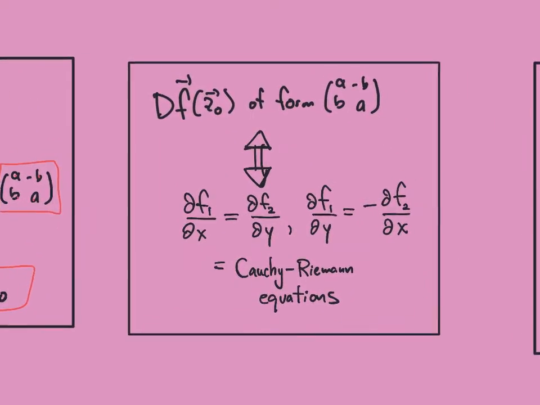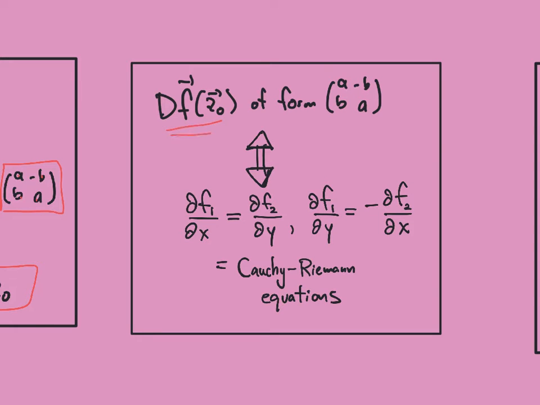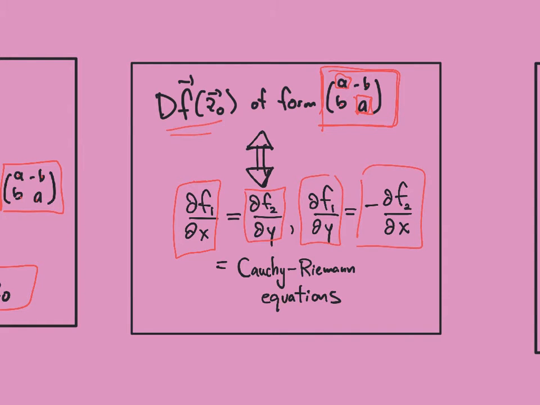But what does it mean to have your derivative matrix of this specific form? Well, it exactly means the Cauchy-Riemann equations are satisfied, because I have the partial of f1 with respect to x equal to the partial of f2 with respect to y, and similarly you analyze the off-diagonal elements to give you the other half of the Cauchy-Riemann equations. So the Cauchy-Riemann equations are equivalent to the derivative matrix having this particular form.